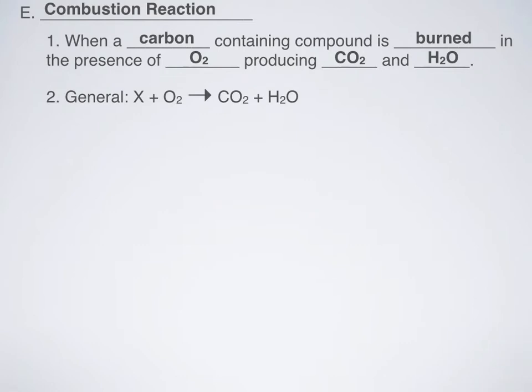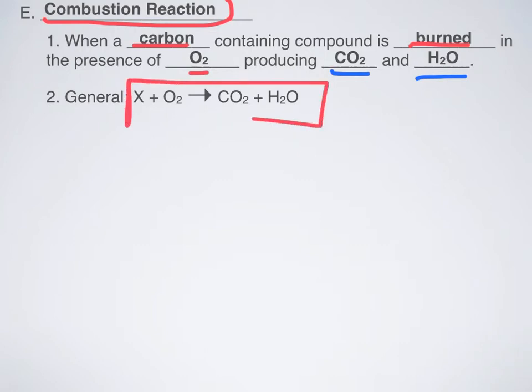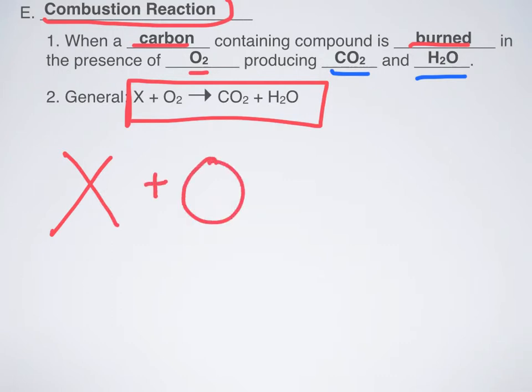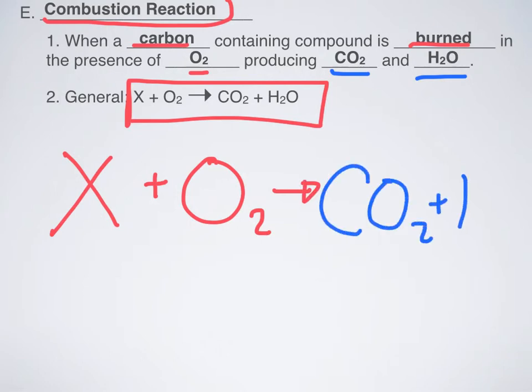The final type of reaction is called a combustion reaction, and it's probably the weirdest one because it has a very, very particular formula. Combustion is basically anytime we have a carbon-based compound and we are burning it in the presence of oxygen. And when we do that, we always produce CO2 and water. So the general formula looks totally different. This is the general formula: X has to contain carbon, and then we have O2, and we yield CO2 and water.